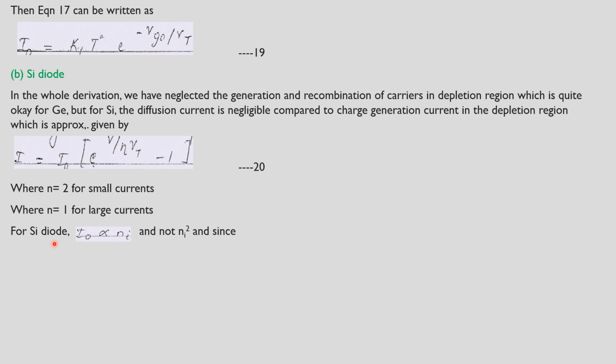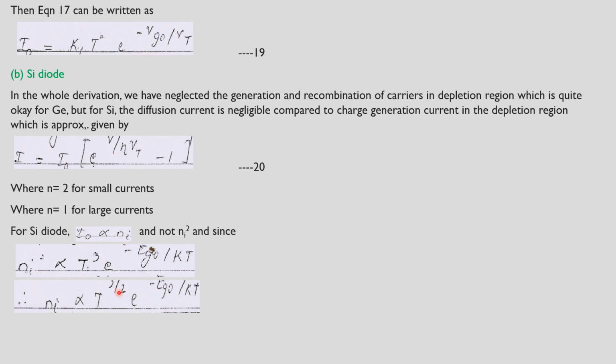For the silicon diode, I0 is proportional to Ni and not Ni square. And since Ni square is proportional to T cube e raised to minus Eg0 by kT, therefore Ni is proportional to T raised to 3 by 2 into e raised to minus Eg0 by 2kT. Therefore, I0 can be written as K2 into T raised to 3 by 2 into e raised to minus Eg0 by kT. Equation 21.